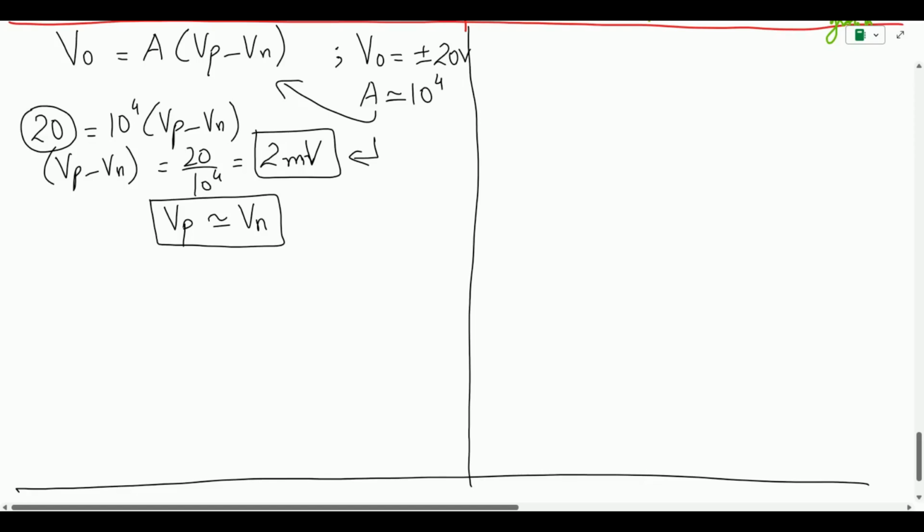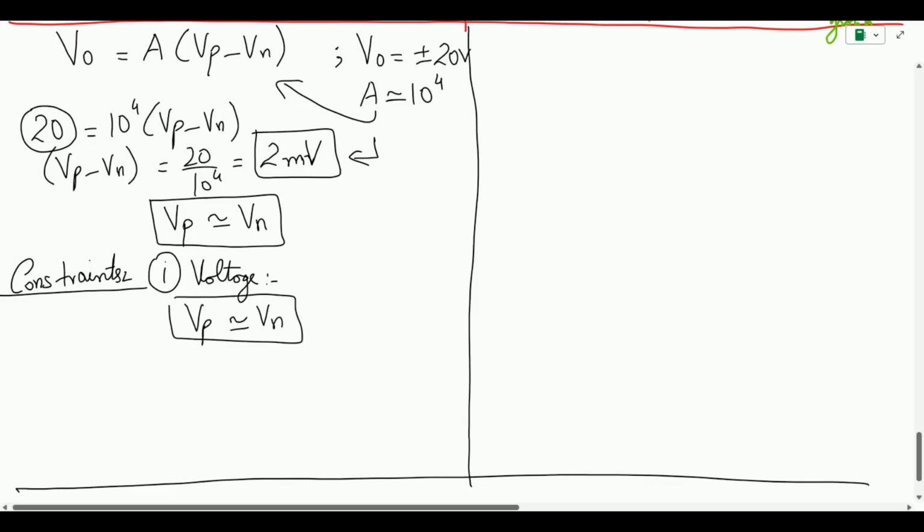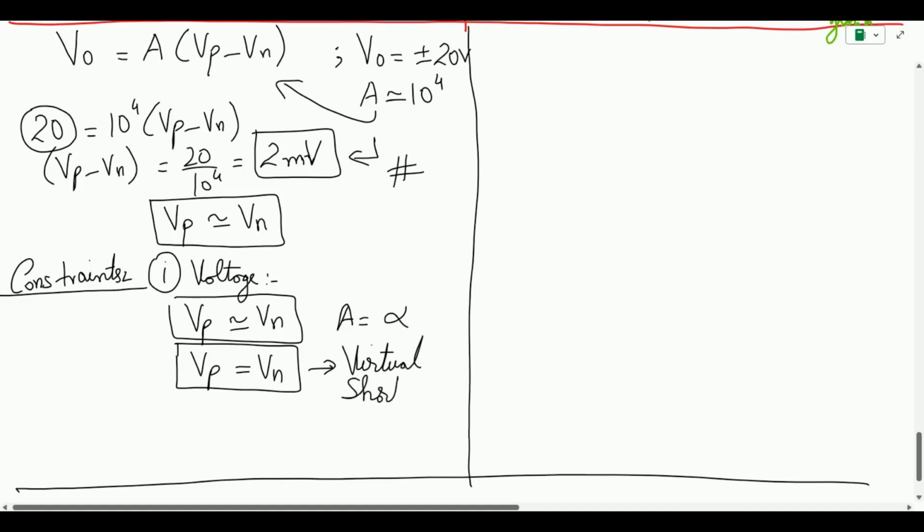And this leads us to the discussion of two new things which we call constraints in our analysis. The constraints are, number one, in terms of the voltage. So we can say that this Vp is approximated to Vn based on the scenario we discussed over here. If the value of A becomes infinite, then Vp minus Vn becomes equal to 0, or we can say that Vp becomes exactly equal to Vn. This kind of situation in an ideal op amp is called a virtual short, and this is a very important term. What is the meaning of virtual short?